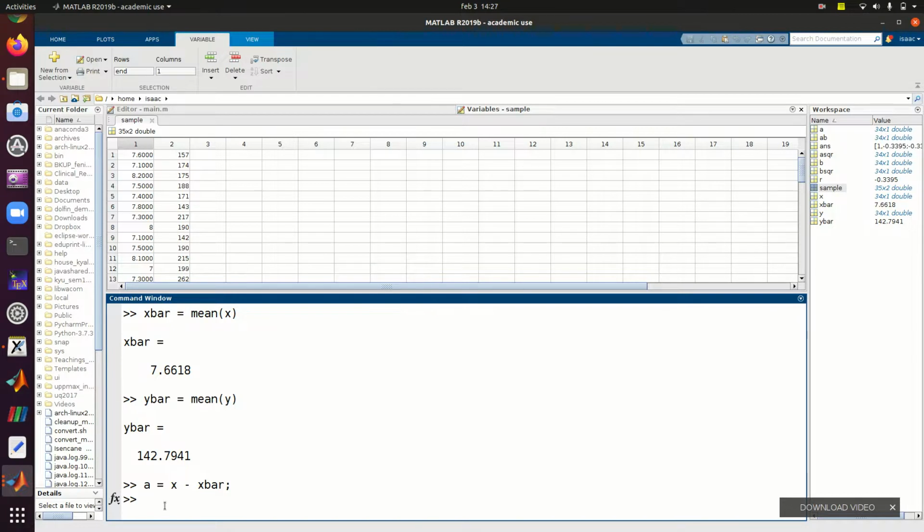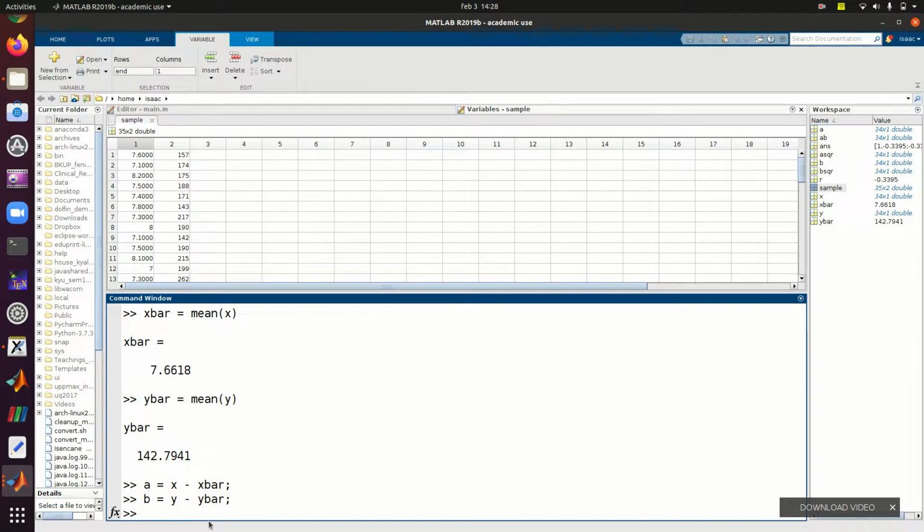Sorry. And then we also want to find the value of B, which we are going to call y minus y bar. Okay, y minus y bar. And then I'll just put the semicolon there to suppress the output. So we have also B. You can check here, and you see that B is also a column vector.